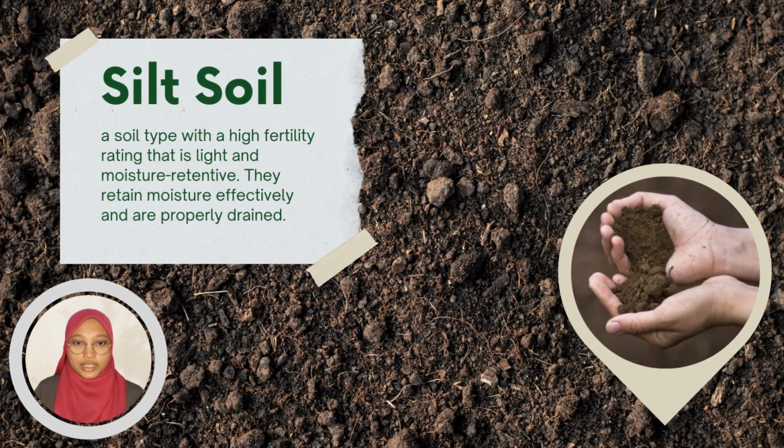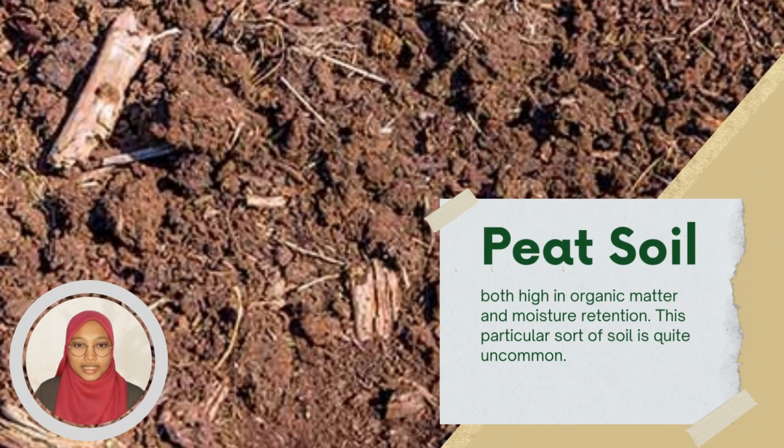Silt soil is a light and moisture-retentive soil type with a high fertility rating. As silt soil comprises medium-sized particles, they are well-drained and hold moisture well. Peat soil is high in organic matter and retains a large amount of moisture. This type of soil is very rarely found in a garden and is often imported into a garden to provide an optimum soil base for planting.